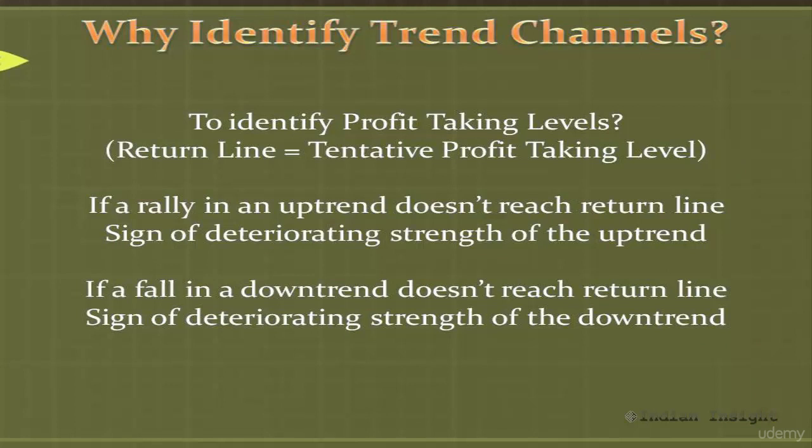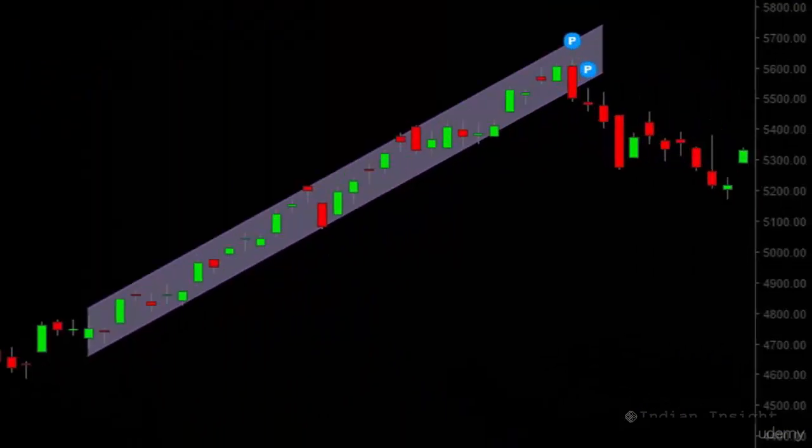However, experienced traders use trend channels in a more negative sense. The idea is that if a rally is not able to reach the return line, then it is a sign of deteriorating strength of the uptrend. So if you see that a rally failed to reach the return line after rallying from the baseline, you may assume it is highly likely that the prices will be able to break below the baseline if the prices were to test it again. Let's look at an example to understand this.